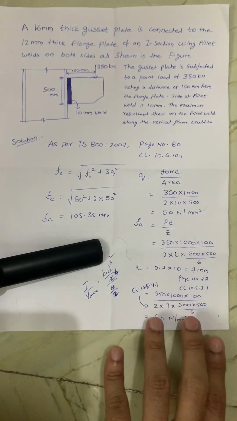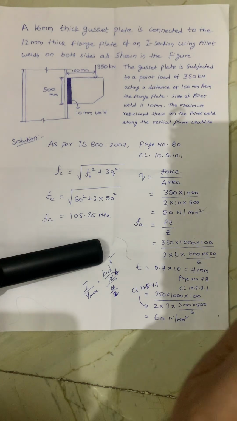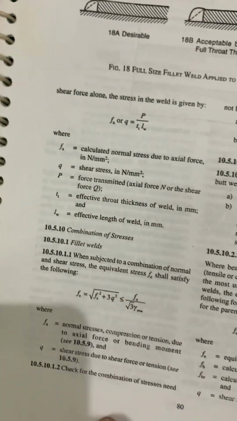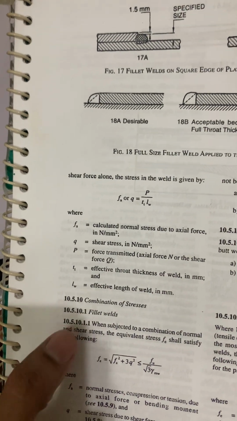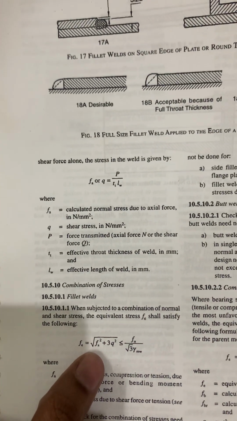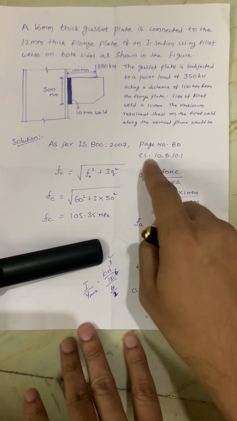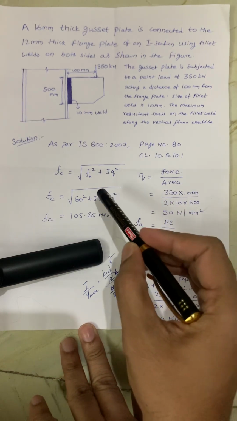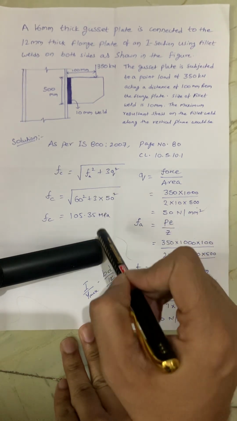So for this I am referring to the IS 800 2007 code book. Here the code book specifies the formula for the fillet welds. This is page number 80 and clause number 10.5.10. The fillet welds, that is Fe equal to root over Fa square plus 3q square, in IS 800 2007. The same clause I mentioned here. So I wrote the formula. So here we have to find Fa and q. These two are the unknowns.